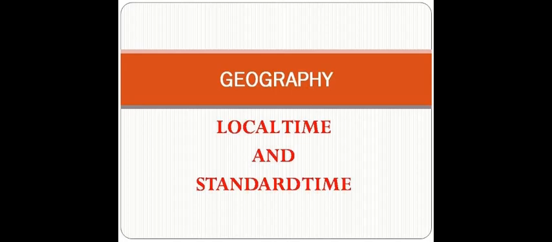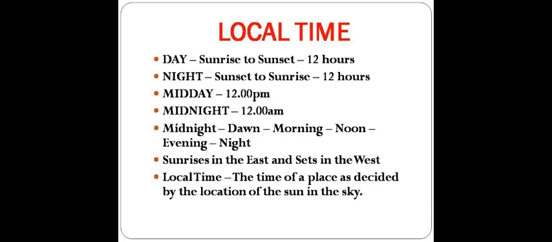Just see the first topic, local time. What is day? Day means sunrise, right? The day means sunrise to sunset, which is of 12 hours. And what is night? You already know, sunset to sunrise, which is of 12 hours. Generally midday we count it at 12 pm. 12 pm in the afternoon is called midday. And what is midnight? Exactly opposite to it, 12 am in the midnight. We call it as midnight.